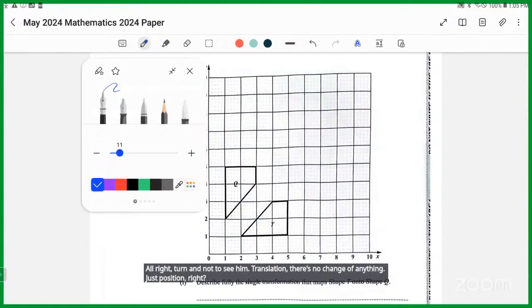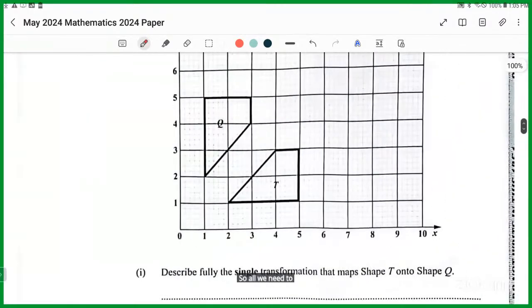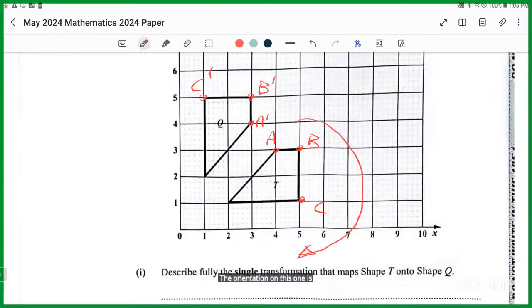So let's double check if it's a reflection. If it's a reflection, the orientation will be reversed. So all we need to do is name a couple of vertices. So for example, here I'm going to call it A, call this B, and call down here C. And on this image, this will correspond to the A, that will be A prime. This will correspond to the B, that will be B prime. This will correspond to the C, that will be C prime. The orientation on this one is clockwise, A to B to C.